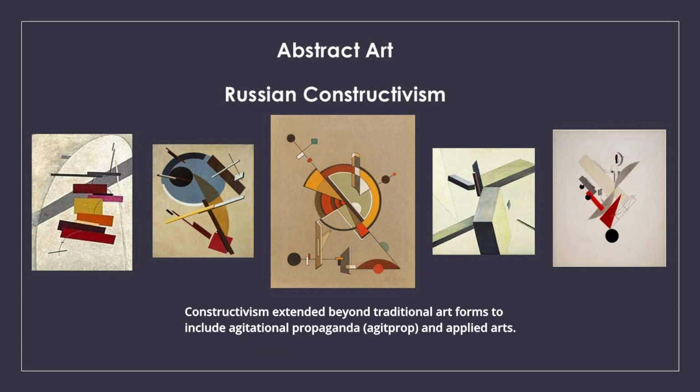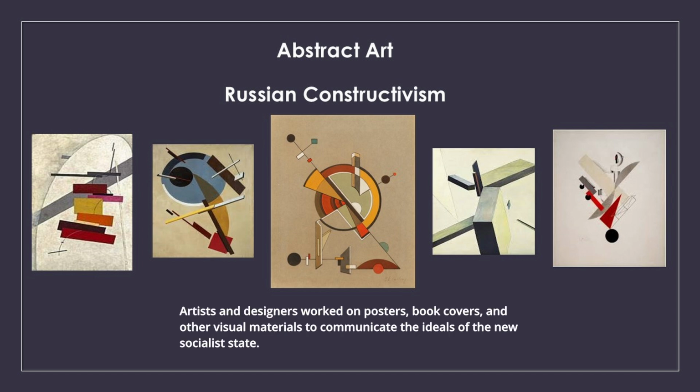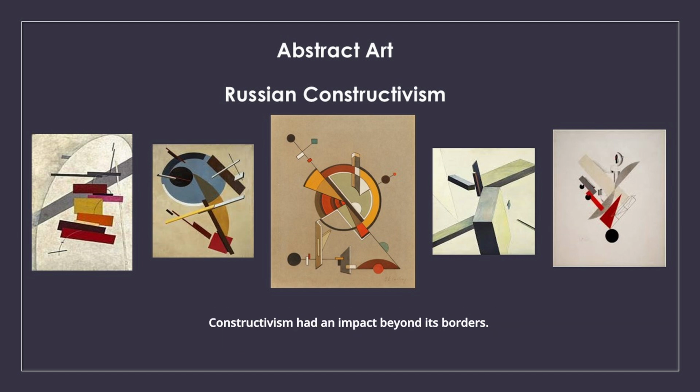Constructivism extended beyond traditional art forms to include agitational propaganda, agitprop, and applied arts. Artists and designers worked on posters, book covers, and other visual materials to communicate the ideals of the new socialist state. Constructivism had an impact beyond its borders.